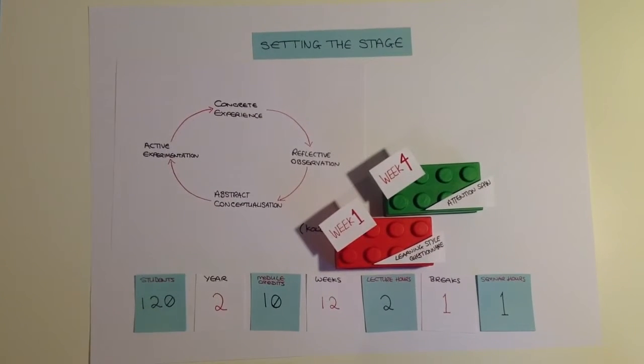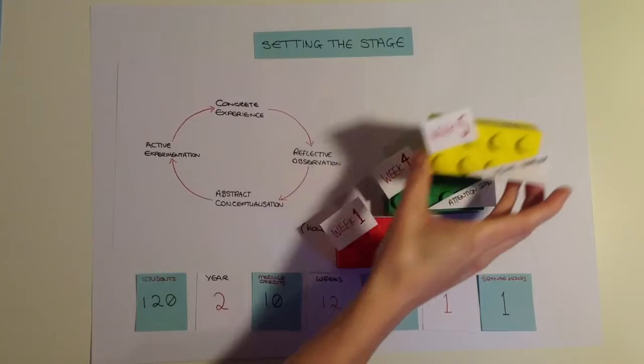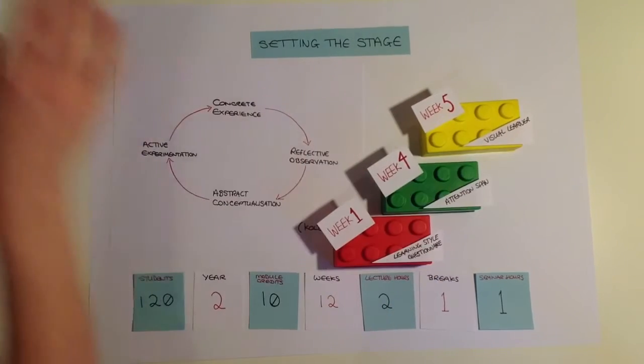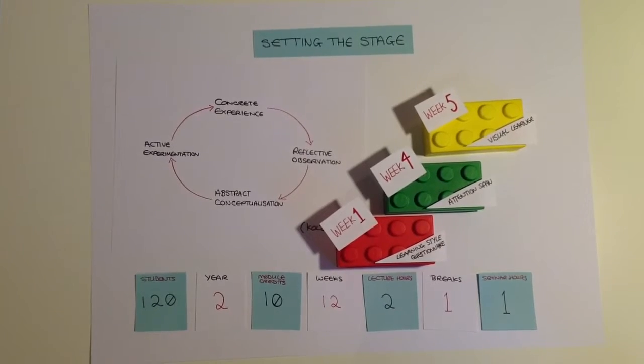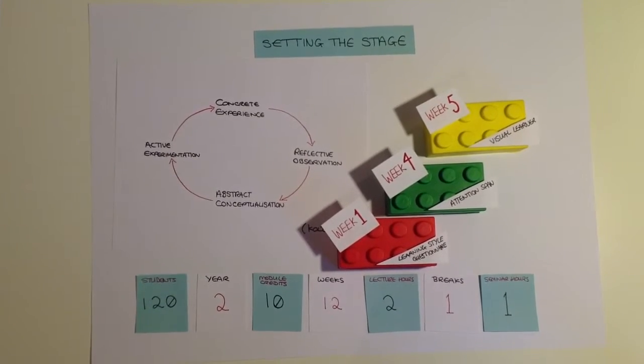In week 4, I noticed that the attention span of the group was starting to wane at important points. In week 5, one of my students approached me and asked me to change my lecture style to suit his particular learning style of visual.